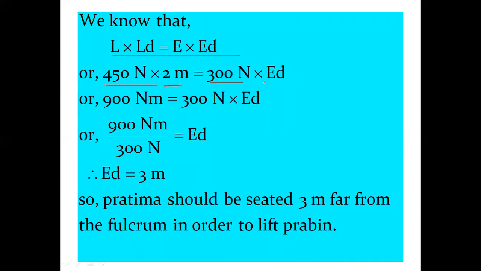Effort is equal to 300 Newton. Effort distance we have to find out. Then when you solve it, 450 into 2, it will make 900 Newton meter. Okay, 900 Newton meter. Then this side we keep the same.